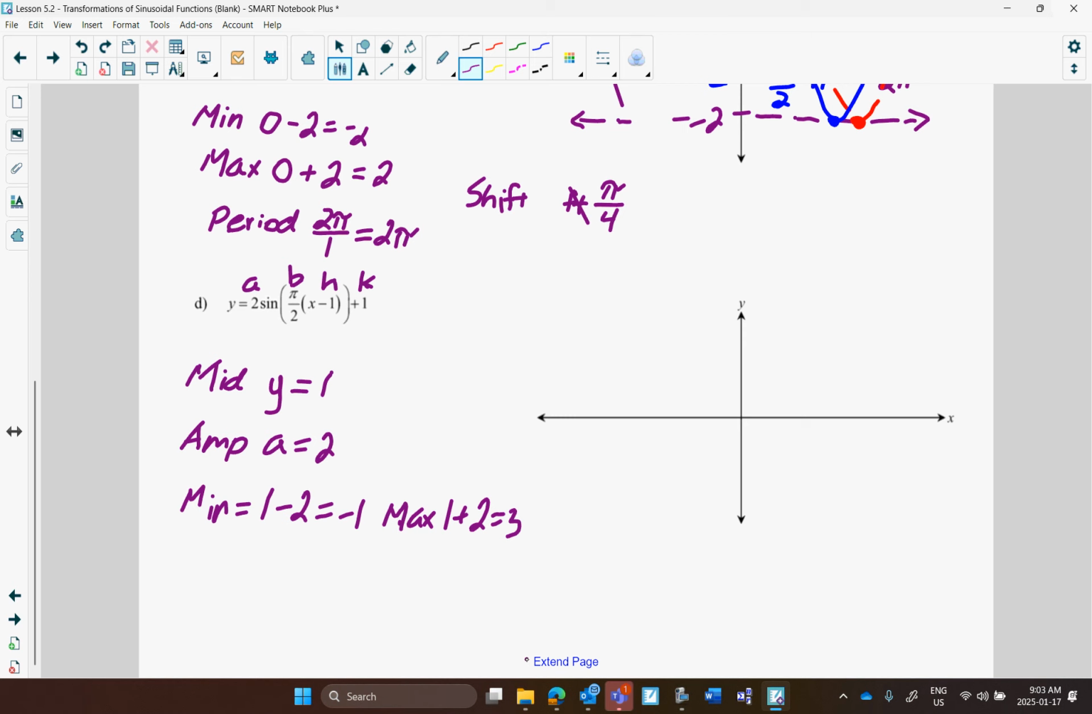So we've got 1. I've got to go up 3 notches here. I've got to go down to at least -1. So my midline is 1, just here.